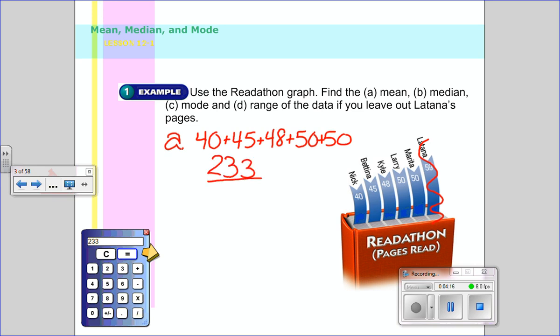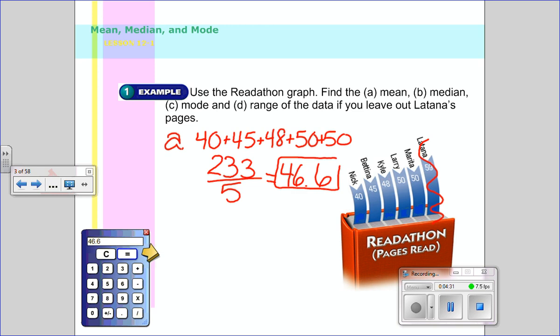All right, and then I have 1, 2, 3, 4, 5 data items. So let's find out what my mean is. 5 divided by 5. I get 46 and 6/10. That would be the mean.